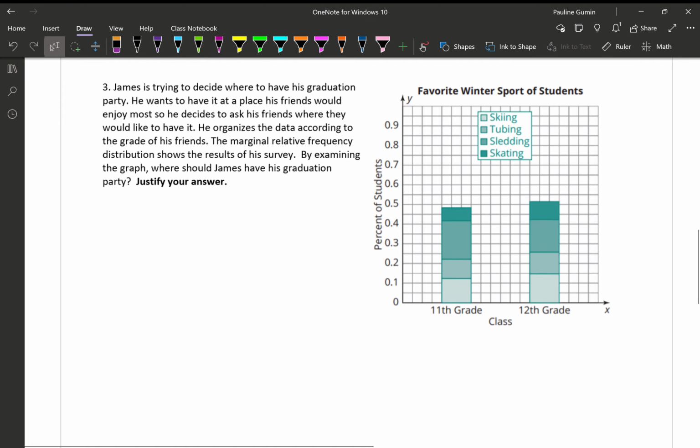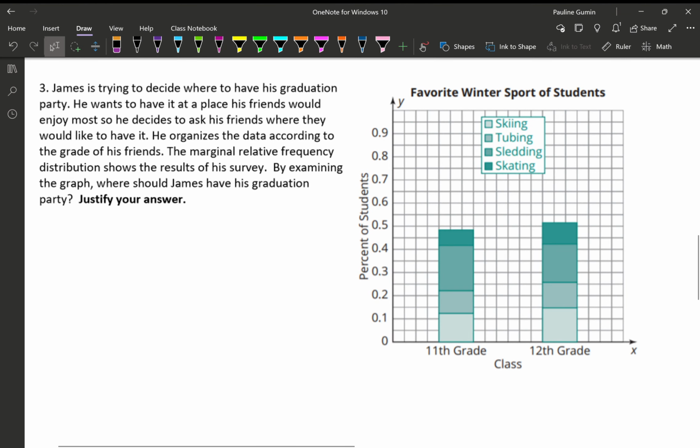All right. Well, let's end this really short video with a stacked bar graph interpretation. James is trying to decide where to have his graduation party. He wants to have it at a place his friends would enjoy most, so he decides to ask his friends where they would like to have it. He organizes data according to the grade of his friends. The marginal relative frequency distribution shows the results of his survey. We don't have the distribution itself, because we learned how to read graphs, so we can just do it off of this. Let's examine the graph and decide where James should have his graduation party.